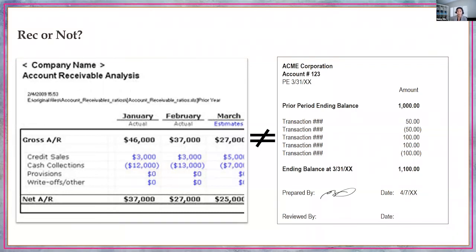In the example of a roll forward, we're not as concerned about pulling every supporting doc, right? We're really looking at trends. We're looking at things at a high level that don't necessarily make immediate sense. And then if needed, we research and document explanations.